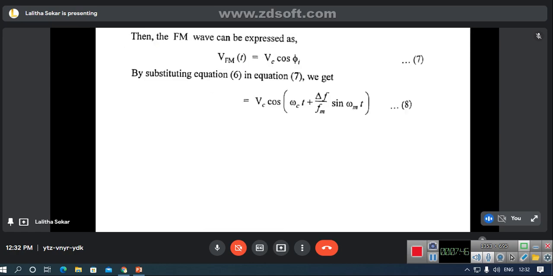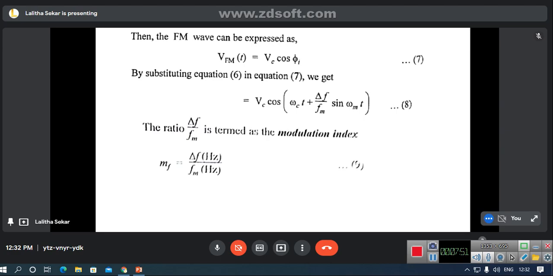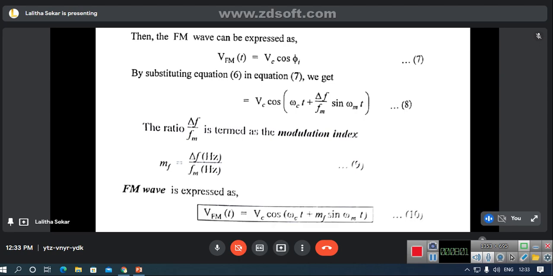Then the FM wave can be expressed as Vfm of t is equal to Vc cos φi of t. Substituting the above equation, we get Vc cos of ωc t plus Δf divided by fm sin ωm into t. The ratio of Δf divided by fm is termed as the modulation index, so mf is equal to Δf divided by fm in hertz. So the FM wave is expressed as Vfm(t) is equal to Vc cos ωc t plus mf sin ωm into t. This is the FM wave equation.